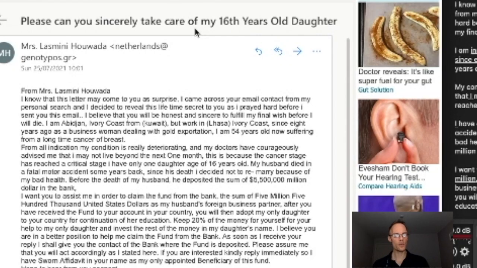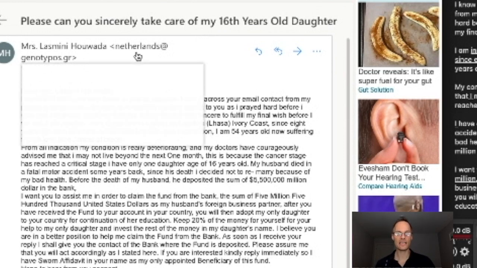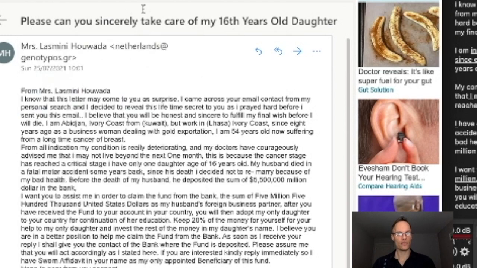Okay, so here we have my edits of this first email. So again, this is from Mrs. Lasmini Houwada. And you can see this is all one. I mean, it is separated into paragraphs here and here, but there is no space between those paragraphs, a line of clear space, which there should be. It looks much better, and generally that is how paragraphs work. New paragraphs, especially in an email or a letter, just look a lot better.